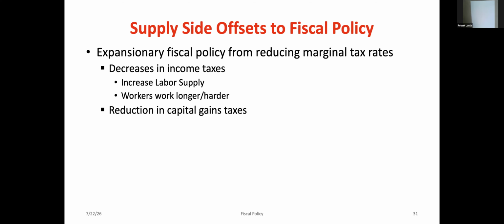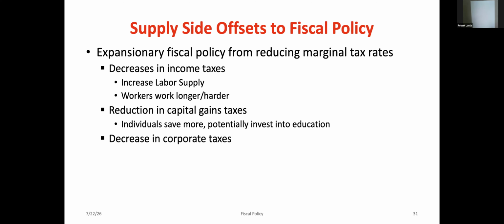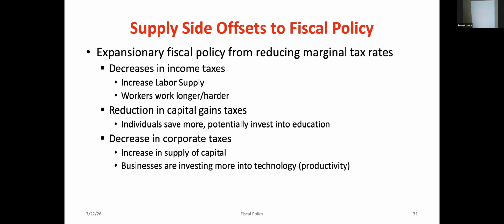If I change taxes not on consumers, but maybe I reduce capital gains taxes, then on the investments that I'm making I get to keep more money. I have more money to invest potentially into things like education, right? Or if it's firms, they could invest that back into capital or into projects that make their capital more effective. If it's corporate taxes specific to companies or businesses, lowering taxes to them means they have more money to invest or increase their supply of capital, potentially into things like technology improvements, which increase productivity.